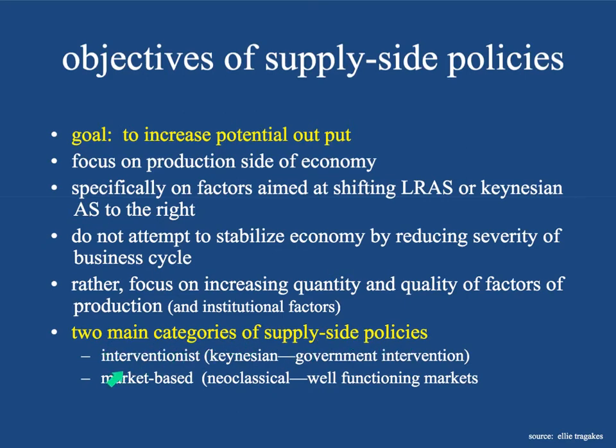One is an interventionist or Keynesian look, where government intervention, government should be involved in helping the suppliers of a country expand their capacity. And the other is, of course, the market-based or neoclassical, which is based on the idea that well-functioning markets will do better, okay? That will enable more quickly and more efficiently and more accurately for the long-run aggregate supply or the Keynesian aggregate supply curves to move outward.